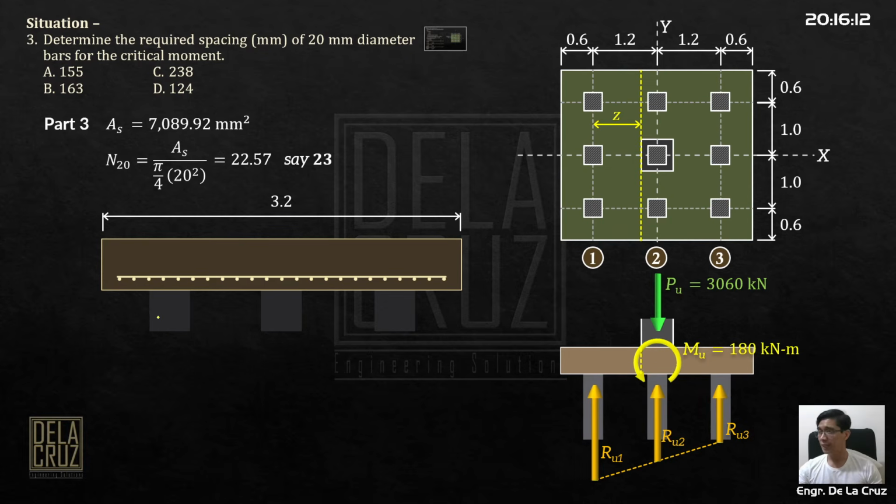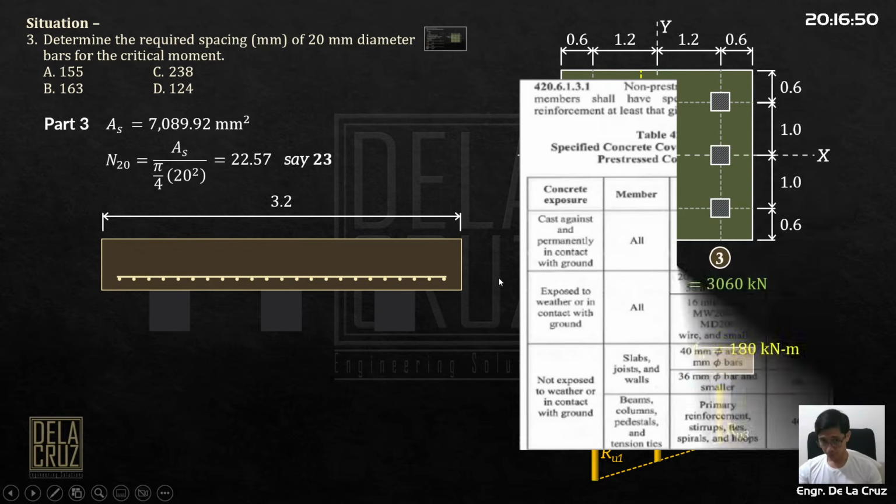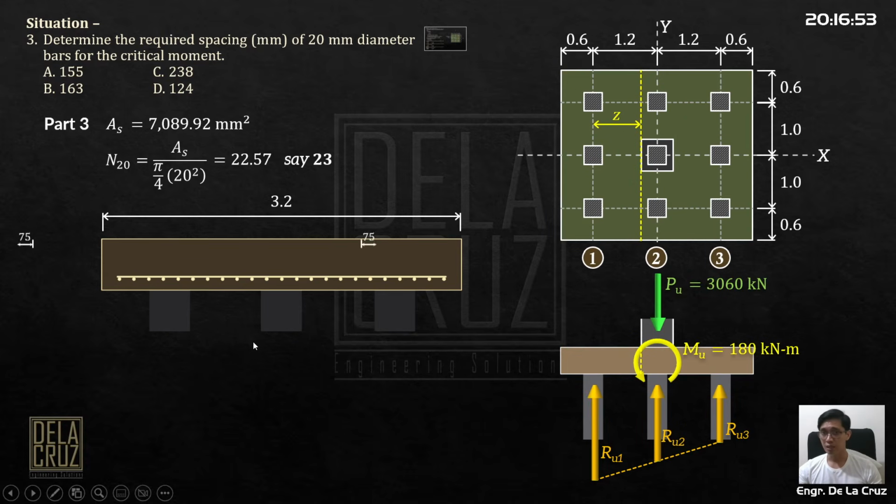So, dito kailangan natin, wala siyang binigay na clear cover. So, based on NSCP, okay, this is the footing, no? Galing to sa NSCP. Kung babasahin natin, yung required minimum ng NSCP, this is concrete cast against and permanently in contact with the ground. Of course, yung footing natin is permanent na naka-contact sa ground. So, all members, minimum specified cover. That's clear cover, 75 mm. Gagamitin ko yan kasi wala siyang binigay. Okay? Now, yung clear cover natin dito is ito.